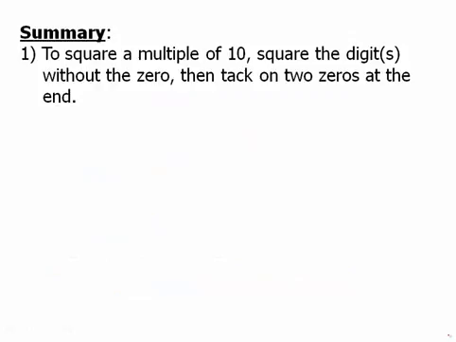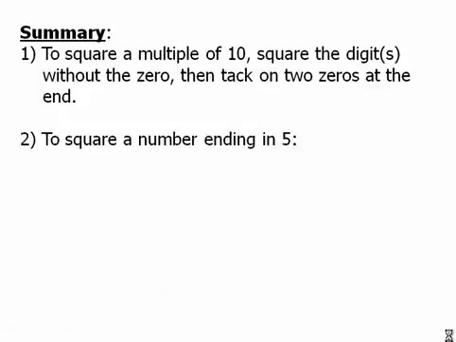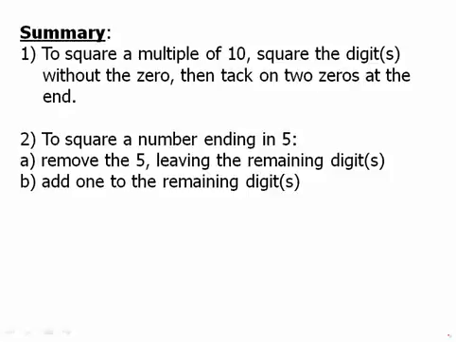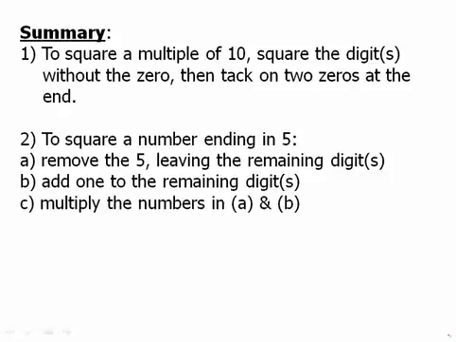To square a multiple of 10, square the digits without the 0, then tack on 2 zeros at the end. That's the really easy trick. To square a number ending in 5, first we're going to remove the 5, leaving the remaining digits, so that's the multiple of 10 lower than it. Add 1, that's the multiple of 10 higher than it. Multiply those two numbers, and then put that product in front of 25.